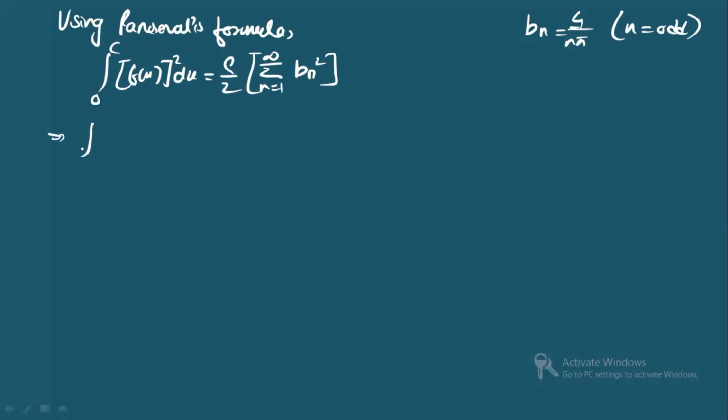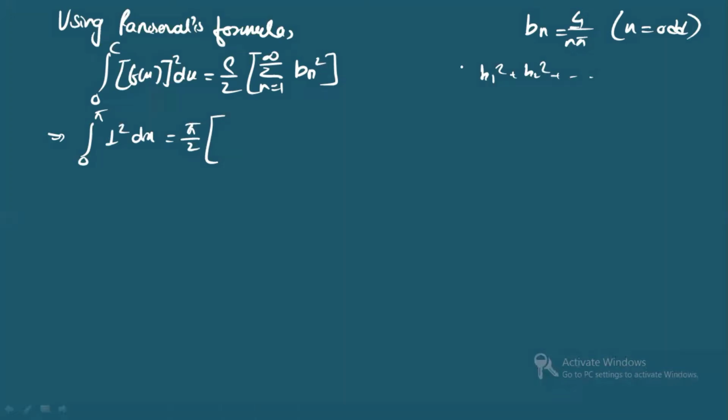So here you can write 0 to c, c is what? Pi. Okay, f(x) is 1, so 1 square dx, it is equal to pi by 2, c is 2. So it will give you what? b1 square plus b2 square, this way. Yes or no? This is what you will get, b1 square plus b2 square.